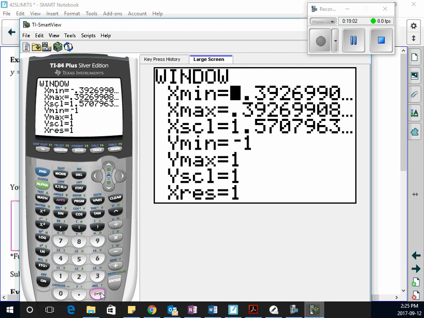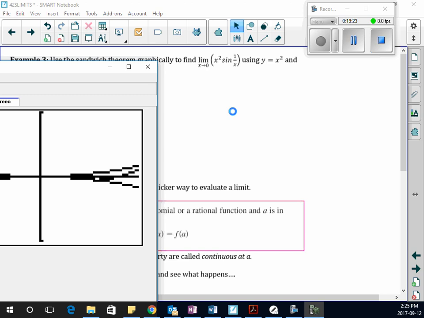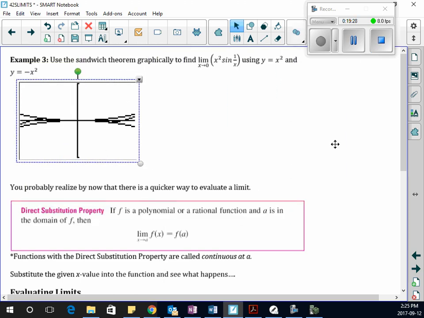So let's say it's negative 0.4 to 0.4. You can see the first one's kind of going up and down like that, right? And then we have my x squared going like this and my negative x squared. So it's pretty clear when x goes to 0, what's my actual limit? 0. Yeah. No matter how far we zoom in, it's going to be that.